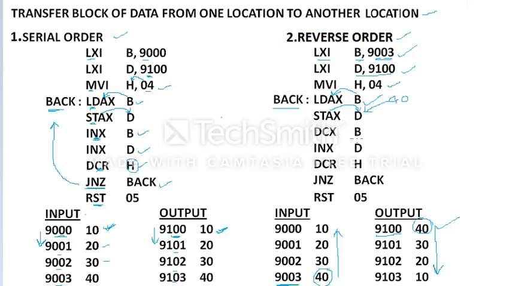Then it decrements the BC pair, that is 9003 to 9002. Here I have to decrement instead of increment. Then INX D to increment the output location from 9100 to 9101. Then decrement the counter by DCR H. Then JNZ back means 4 times it has to take the counter. Then restart. Like that we can transfer the block of data in reverse order.